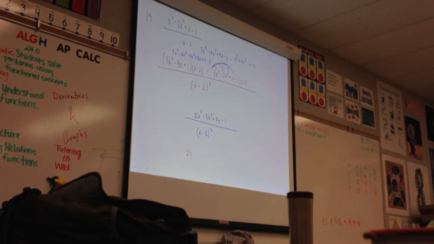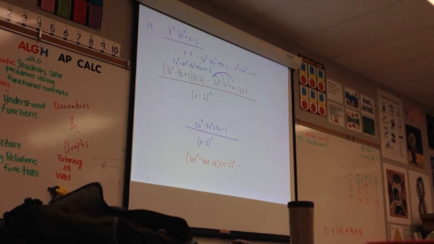6x squared minus 16x plus 8. What's the point of this? Who makes this stuff? Alright. Now what? Minus 2x cubed. I'm about to quit. Plus 8x minus 1, times x minus 2.